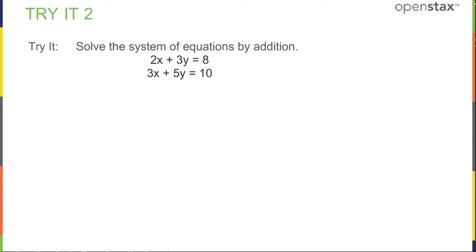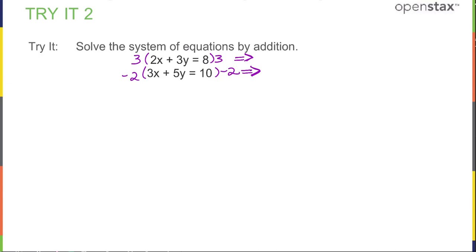Okay, so for this one, it looks like the variables are already lined up for us. We have 2 and 3 for the x's, 3 and 5 for the y's. So then you just need to pick one. 2 and 3 will both go into 6. So I could multiply the top by 3 to make it positive 6, and the bottom by negative 2 to make it negative 6. You could also multiply the top by negative 3 or the bottom by positive 2. Where the negative is doesn't matter as long as one of them is a different sign.